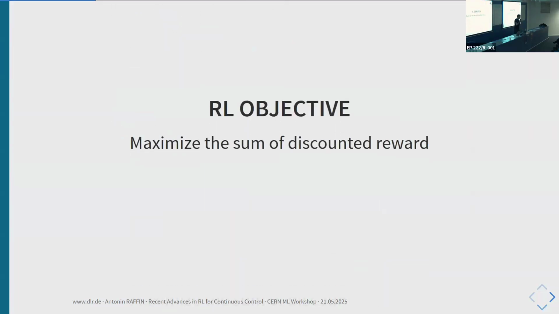So let's go back to the basics. In RL, what do we want? We want to maximize the sum of discounted rewards. So we want to reach the best performance. It translates, if you write quickly some math, into maximizing the sum of discounted reward given a current policy pi. So that's the controller that you are trying to learn, that you are trying to optimize.